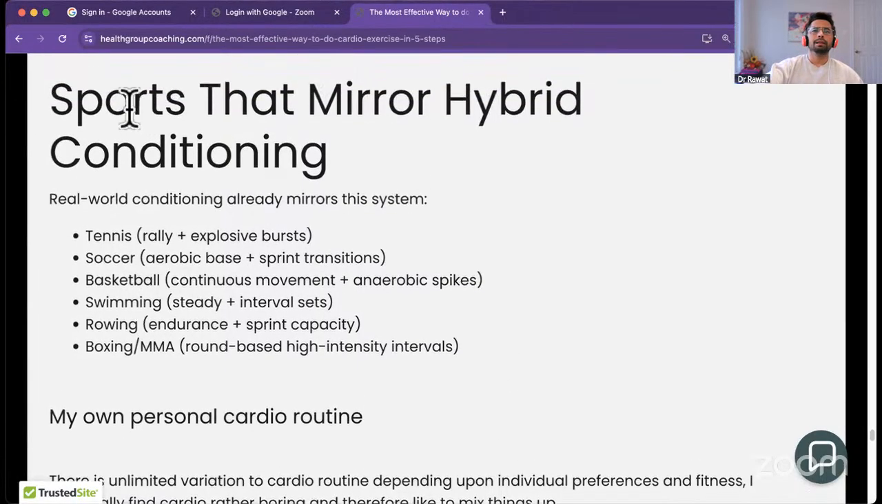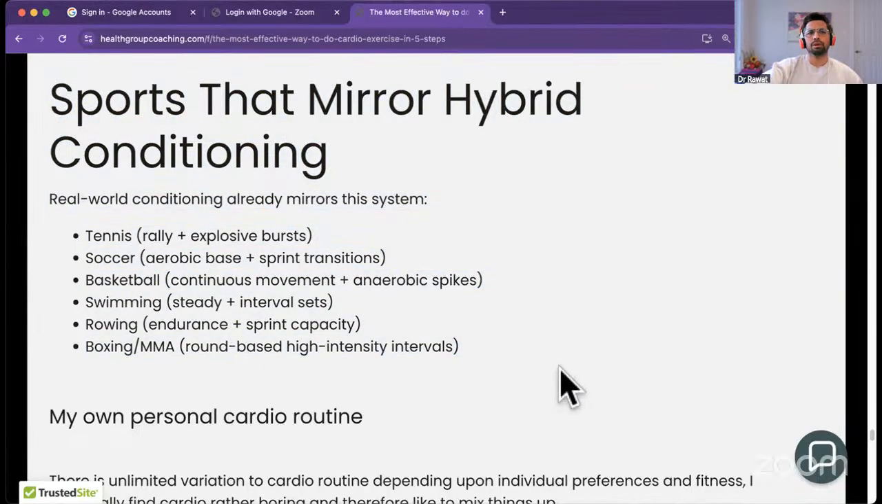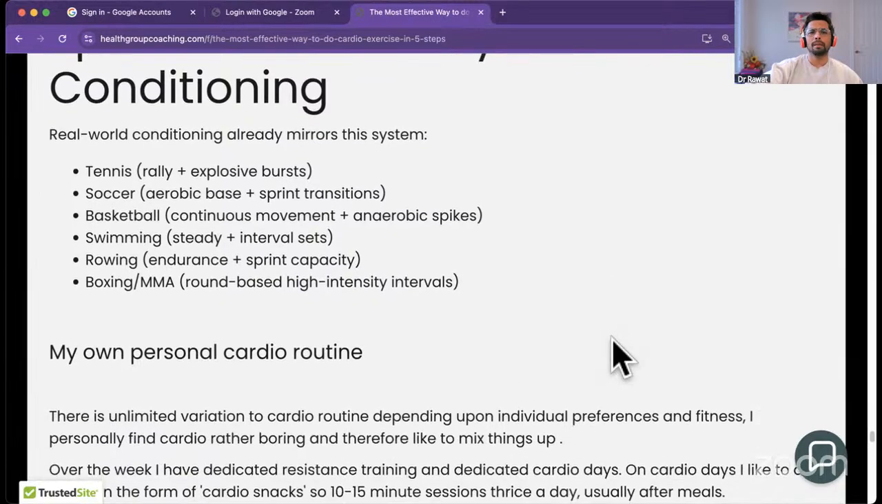Now, if you play these sports, let's say for an hour, I think you can consider you've done your cardio for the day. That could be tennis, soccer, basketball, swimming, rowing, MMA, because all of these include some steady state as well as some explosive bursts. So these sports are very similar to high intensity work, and I'm sure there would be many more sports which are very similar to this kind of hybrid work.